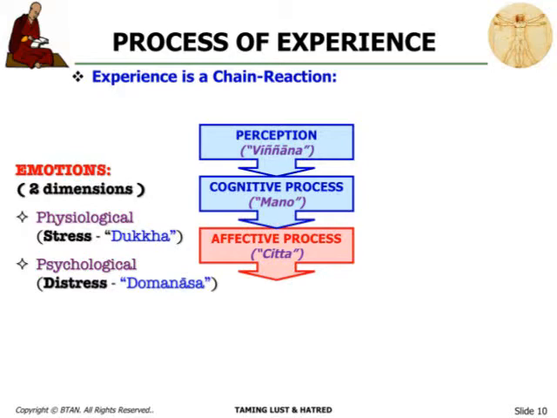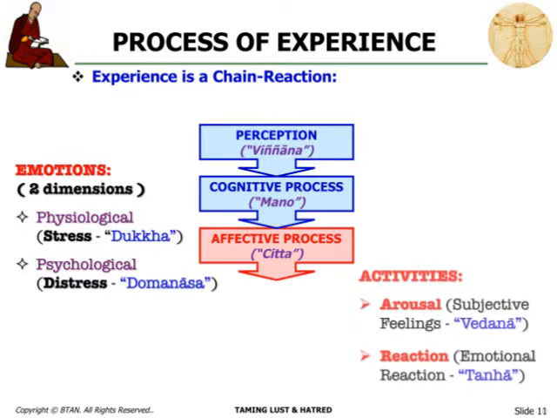Right? And how does it begin? It begins because of two activities, the arousal and then the reaction. The arousal is the feeling of what has been perceived. That feeling is called Vedana. It is pleasant or unpleasant. And then the reaction is to react to the Vedana, commonly translated as craving. But this is actually an emotional reaction, tanha. So, depending on whether it is pleasant or unpleasant, there is the reaction.